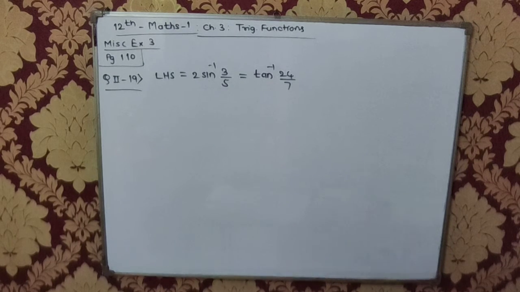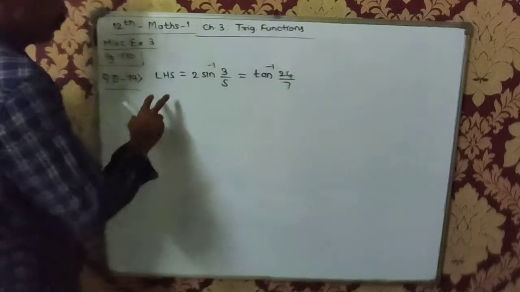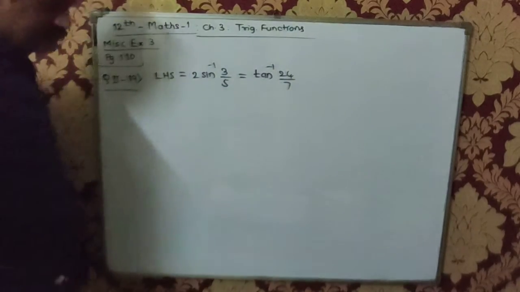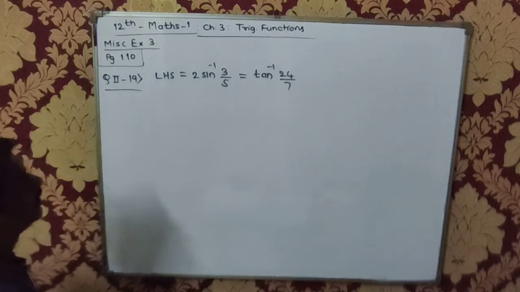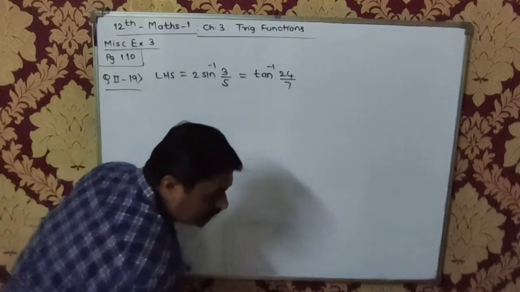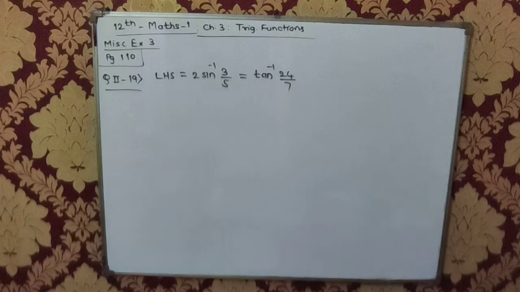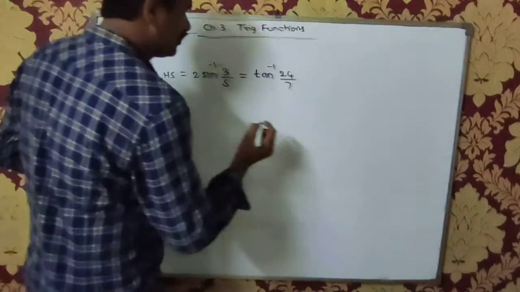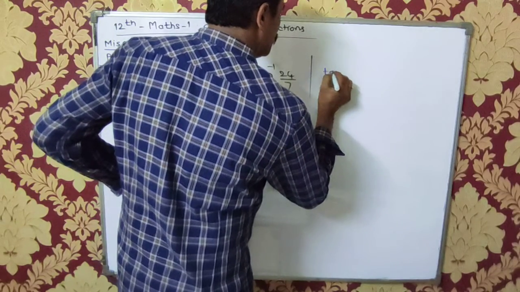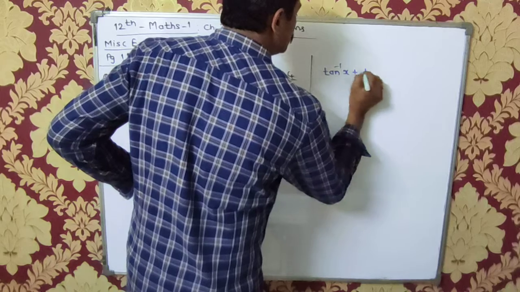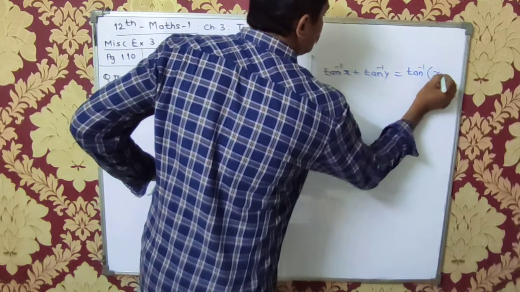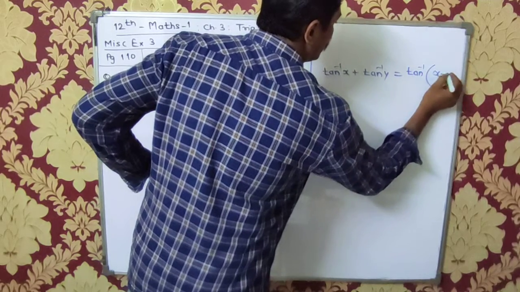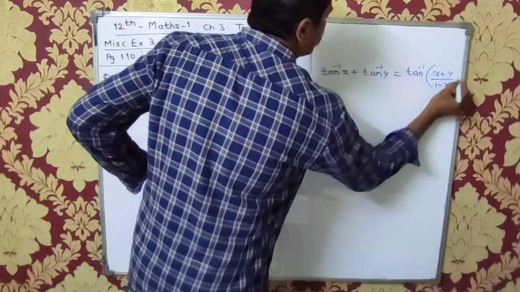Okay friends, now let's go to question number 90. We have to prove that this is equal to this. 2 times sin inverse of 3 by 5 is equal to tan inverse of 24 upon 7. Now here, remember that we have to make use of the formula tan inverse of x plus tan inverse of y is equal to tan inverse of x plus y upon 1 minus xy.